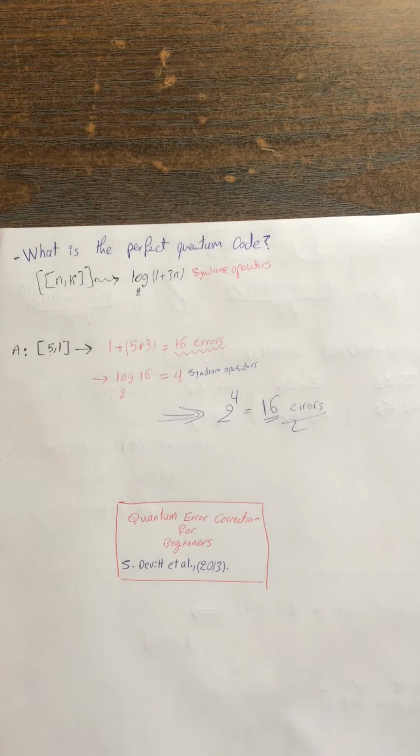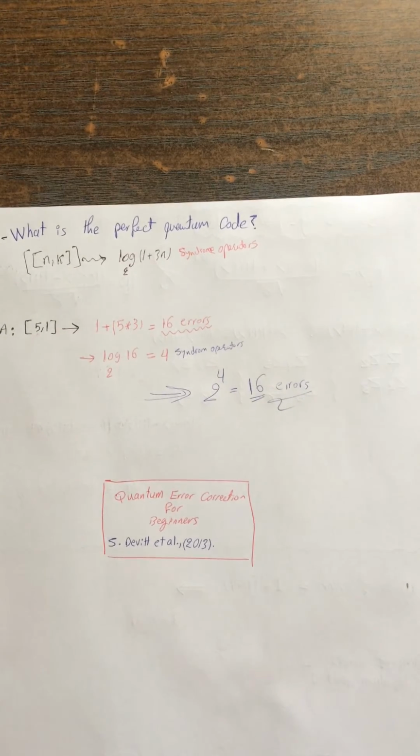I recommend that you go for this nice book by Simon Davidson, quantum error corrections for beginners. It has a very nice illustration of the Shor 9-qubit code in terms of a quantum circuit, which is mentioned in the book.